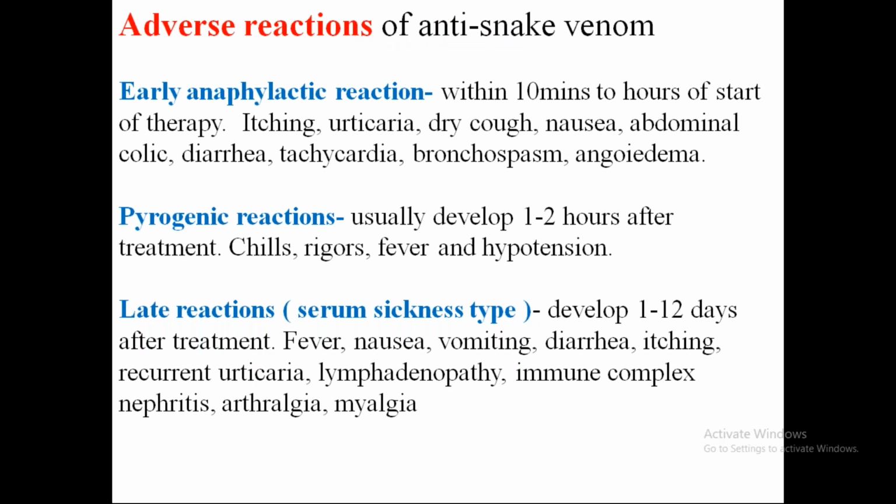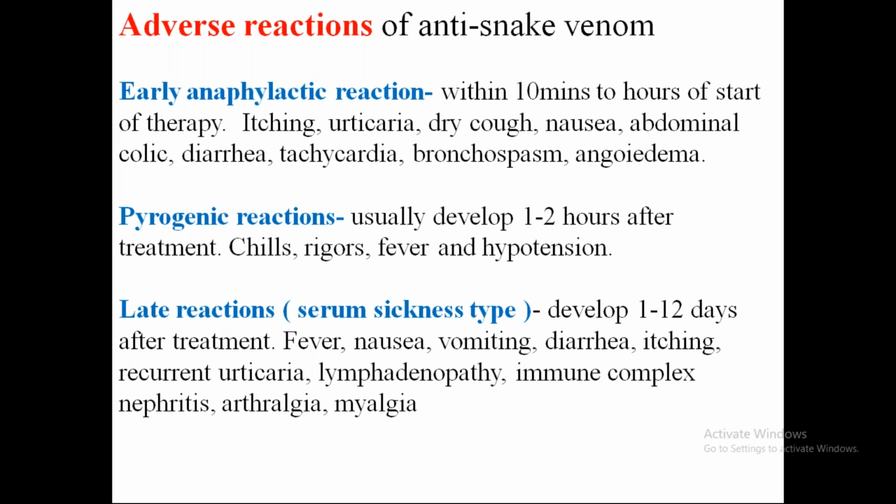So the adverse reactions of anti-snake venom are of these three types. We know that anti-snake venom has huge benefits if it is given within 4 hours of snake bite. But what are the adverse effects of anti-snake venom? The patient can have an anaphylactic reaction, which can be early, within 10 minutes to hours of the start of therapy. There can be itching, urticaria, dry cough, nausea, abdominal pain, diarrhea, tachycardia, bronchospasm, and angioedema. These are the anaphylactic reactions seen with anti-snake venom.